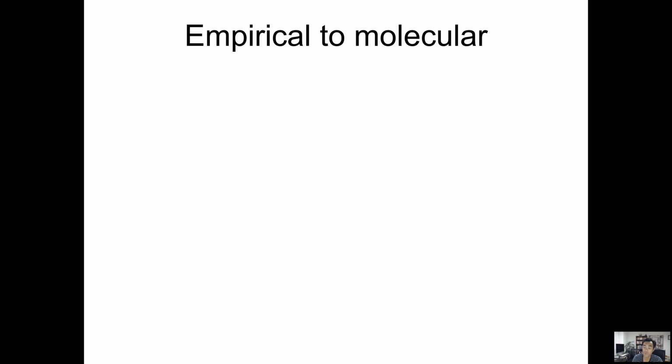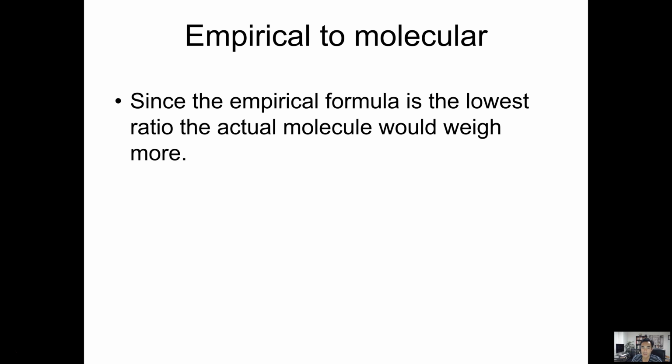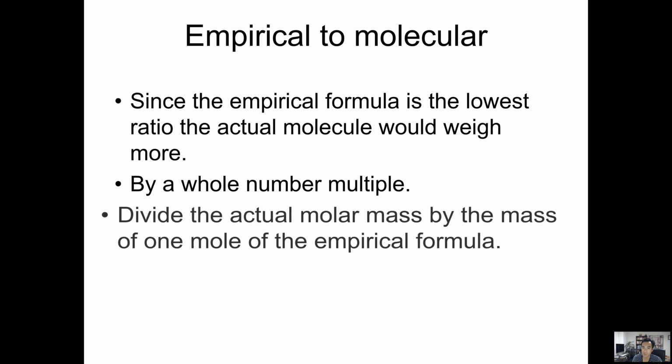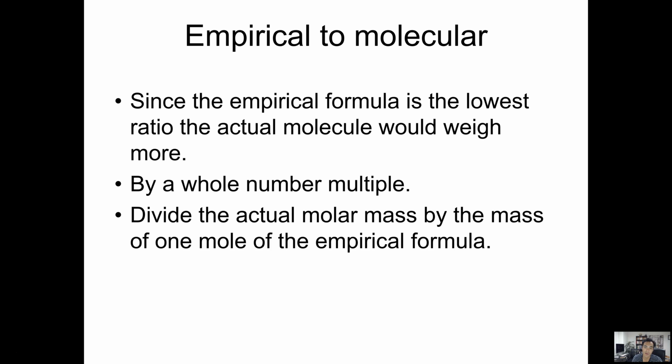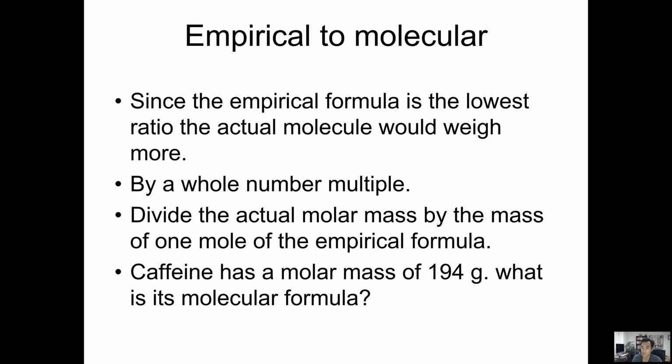Now, what if we want to go from empirical to molecular? Well, that's a pretty easy one. Since the empirical formula is the lowest ratio, the actual molecule would weigh more. So most of the time, I'd say always, molecular formulas are going to weigh more than empiricals because you're obviously going to be adding atoms in there. Then you multiply by a whole number multiple to get that one, and divide the actual molar mass by the mass of 1 mole of the empirical formula.